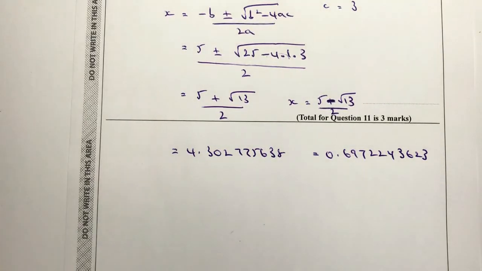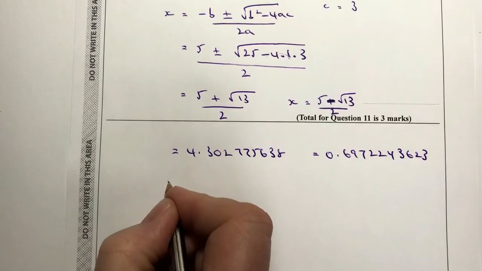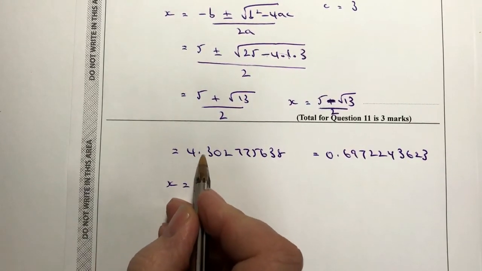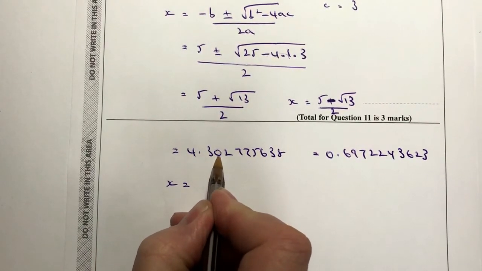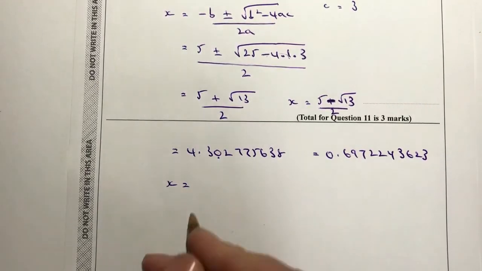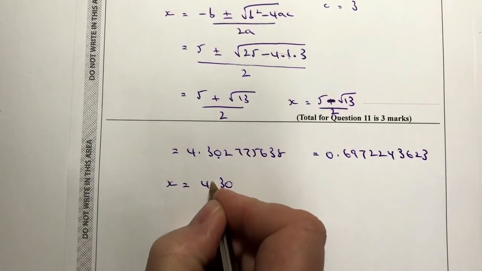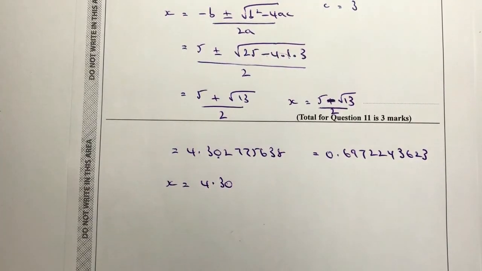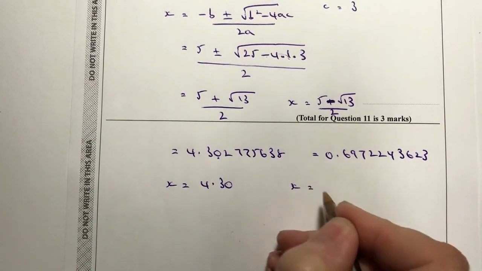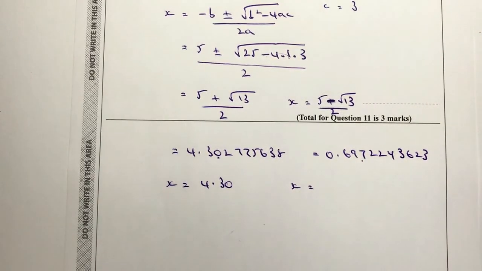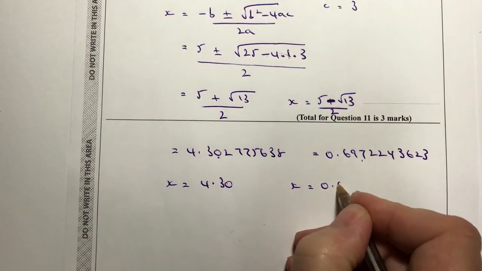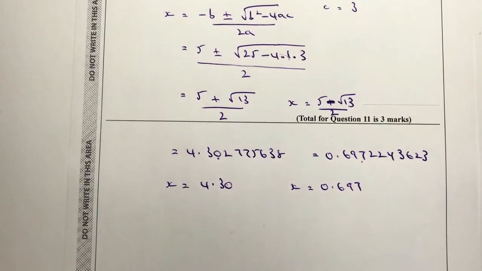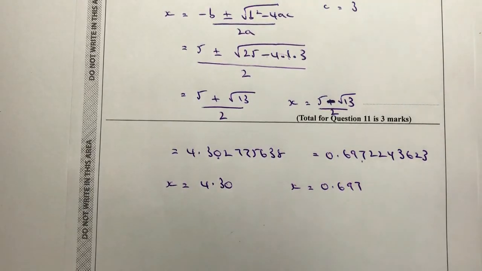Okay, but the question has asked us to give the solution correct to 3 significant figures. Okay, so the two solutions are x equals 4.30, so the third significant figure is 0, so that's going to be 4.30. It's not going to change because there's only a 2 after it. And then I've got x equals, third significant figure is 7. Well, that again is going to stay the same as 0.697, correct to 3 significant figures, and that would be the answer to this particular question.